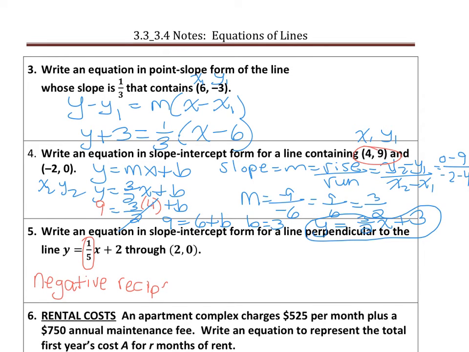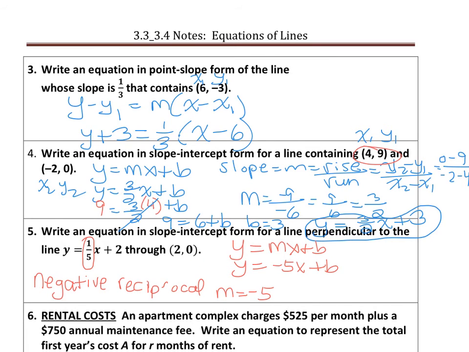So the opposite reciprocal of positive 1/5 is going to give us a slope of -5. So we know this so far: the slope of the line we're looking for is -5. That's all we know. We need its y-intercept. Again, we need a point to plug in here to substitute in for x and y so that we can solve for that y-intercept.